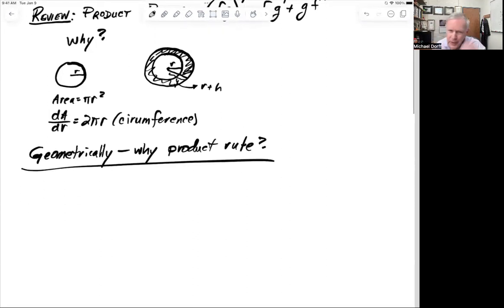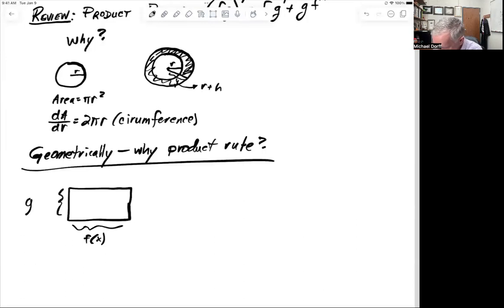Okay, so how can I geometrically think of the product of two functions? Well, I can think of that as the area of a rectangle. If I make one side of a rectangle f and the other g, then the area of that rectangle equals the product, f times g.